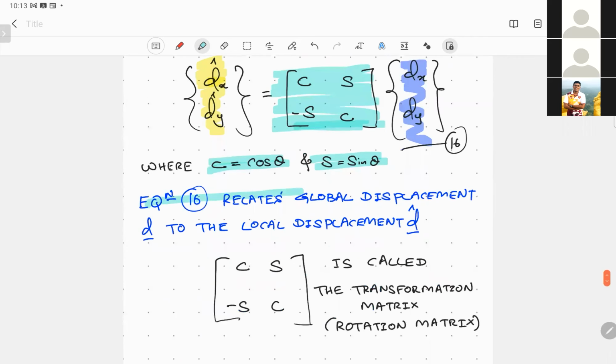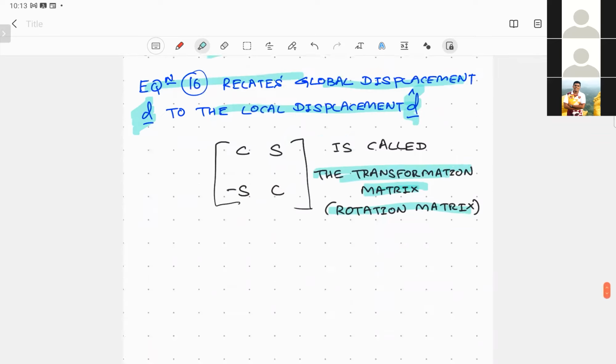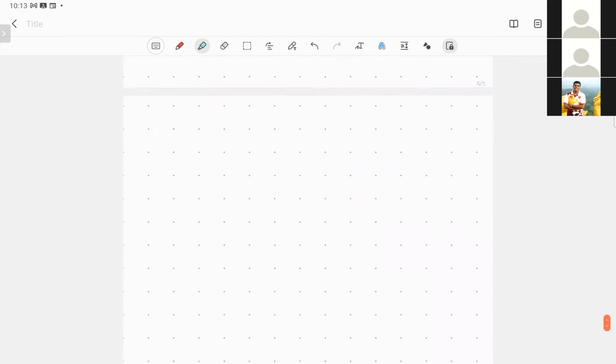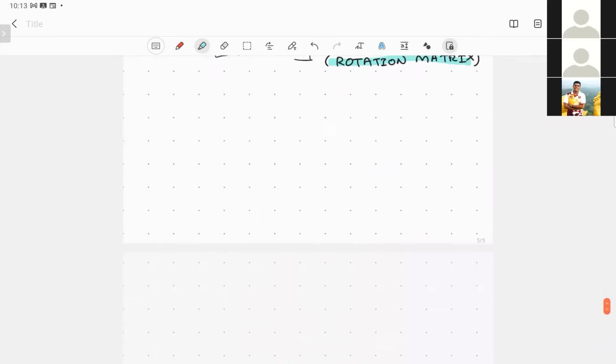So equation 16, we can say, relates the global displacements to the local displacements. That is, it relates D to D hat. This is called the rotation matrix, or in other words, the transformation matrix, because it transforms the local coordinate system to the global coordinate system. So we have considered displacements and transformed them from the local coordinate system to the global coordinate system. Which is quite interesting.